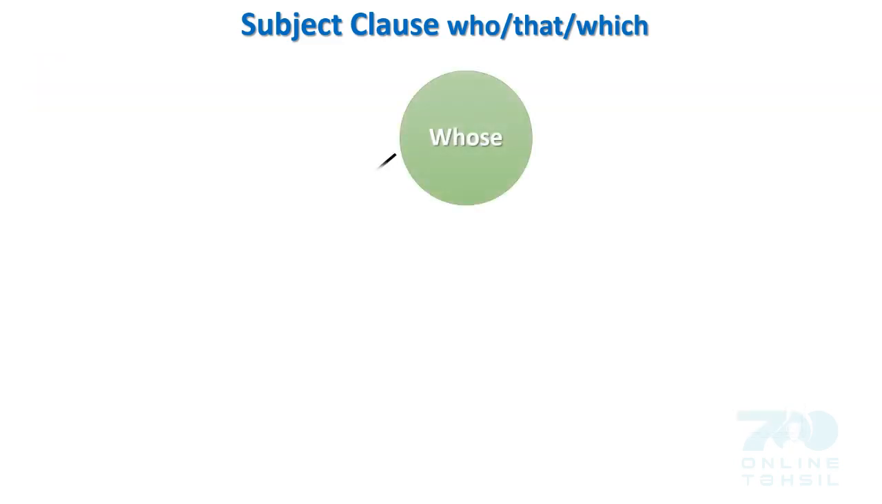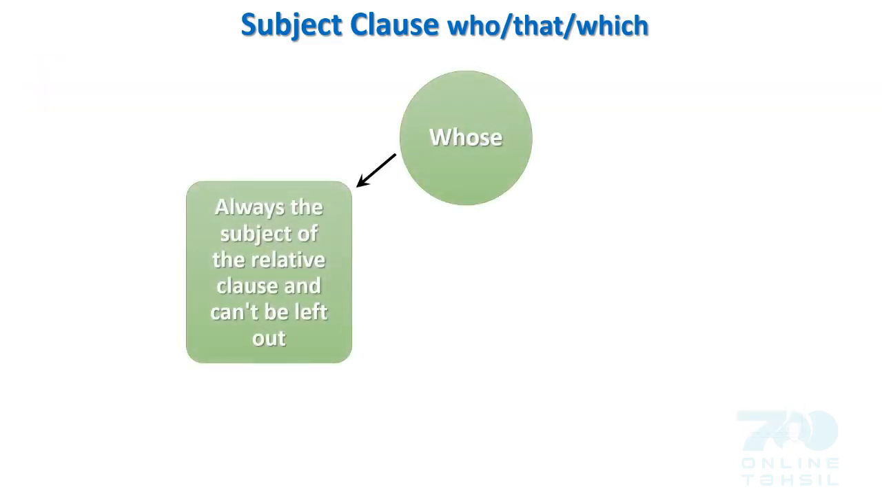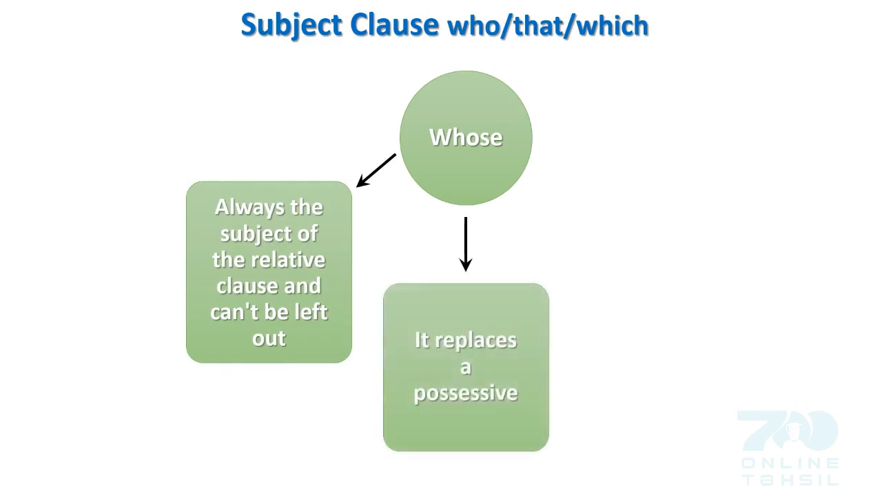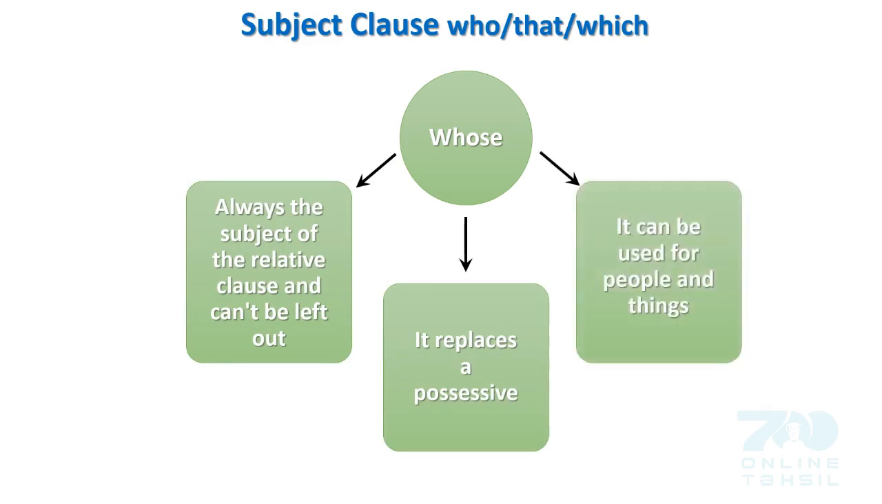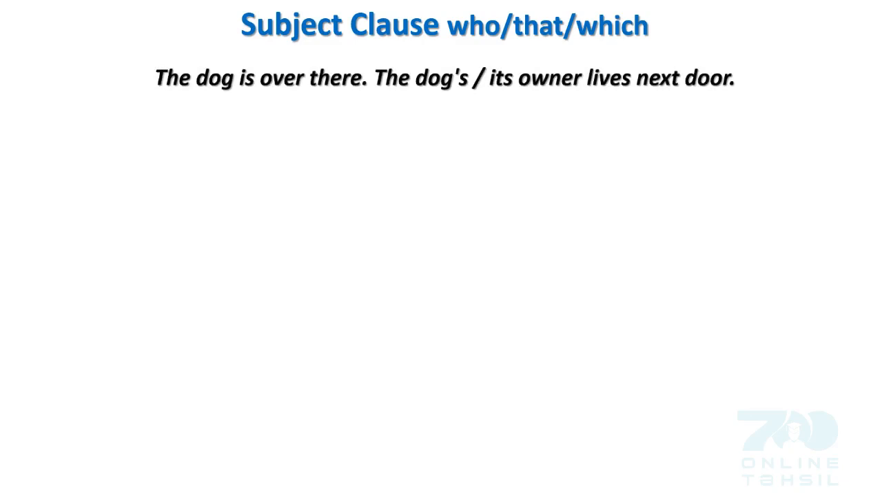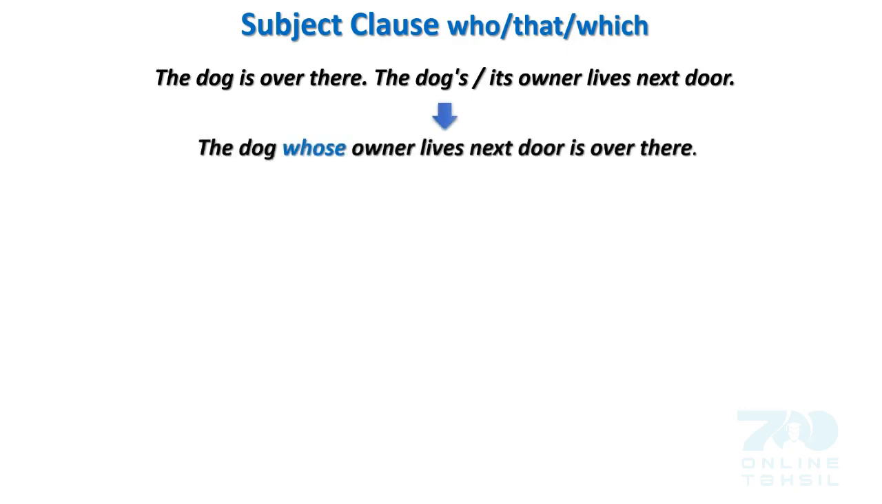Whose. Whose is always the subject of the relative clause and can't be left out. It replaces a possessive. It can be used for people and things. The dog is over there. The dog, its owner, lives next door. The dog, whose owner lives next door, is over there.